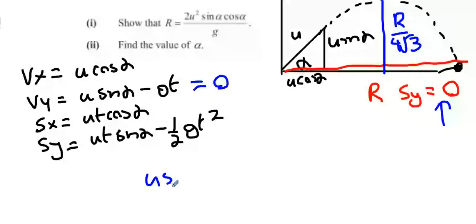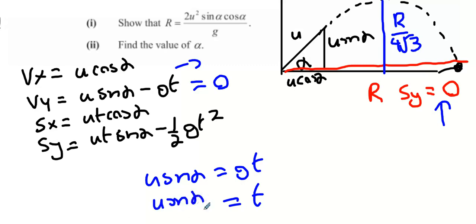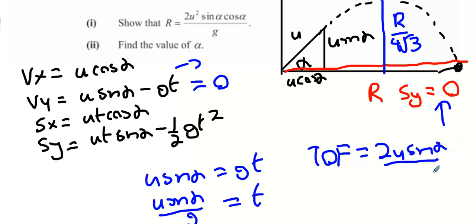So we're going to say u sine alpha, bring over the gt, and then t equals u sine alpha all over g. Is that for the range or the greatest height? When vy equals 0, it's the greatest height. That's the time it takes to the greatest height. Therefore, what's the time of flight for the range? It's symmetrical, so I can just multiply it by 2, and you get 2u sine alpha all over g.